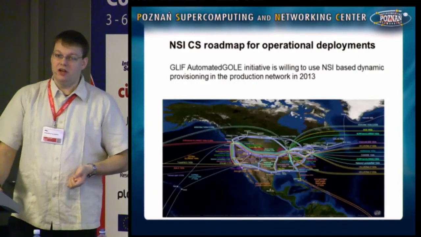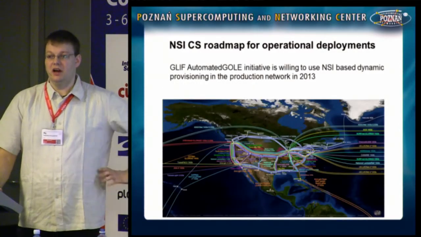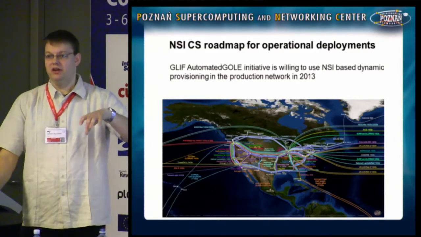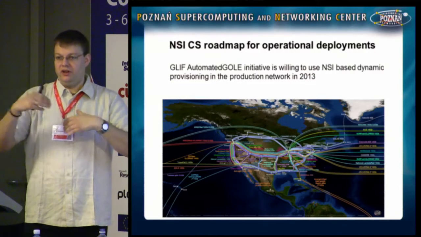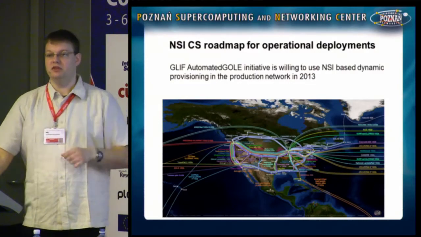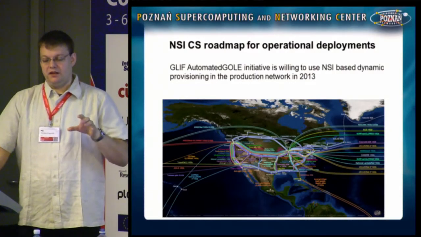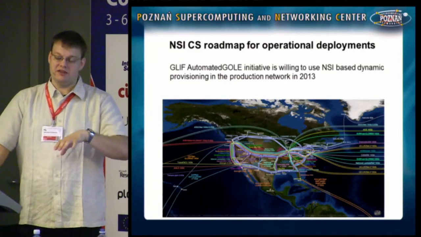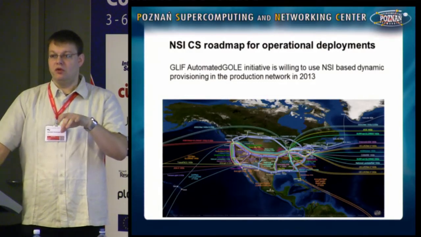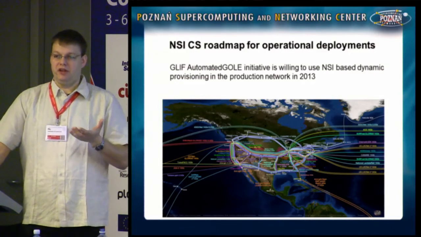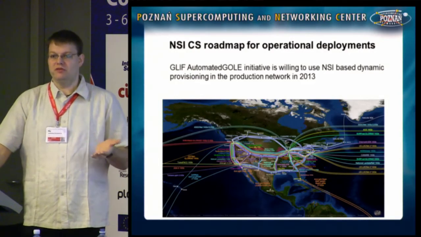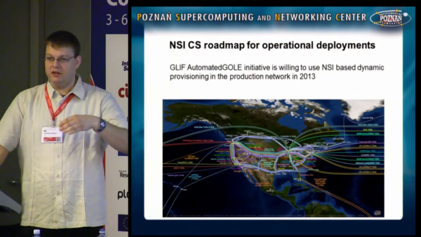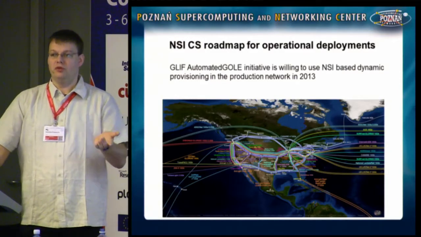Also, the GLIF network is using the NSI. There is an initiative called Automated GOLE. The GOLE is the point where the connections are going in and out, and they are crossing. They are planning to do that dynamically, and the NSI is the protocol that was selected for doing that. So they have the NMS, they do most of the stuff manually, and what they want to do is deploy the NSI on top of that to allow users to configure the circuit dynamically.